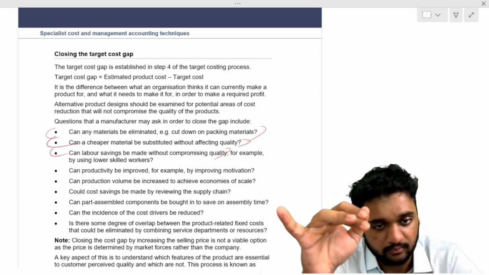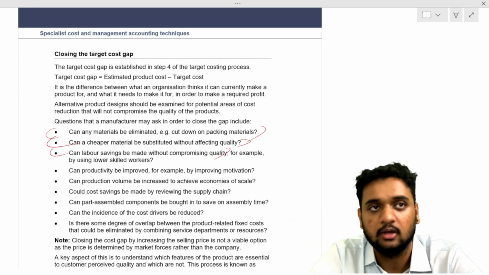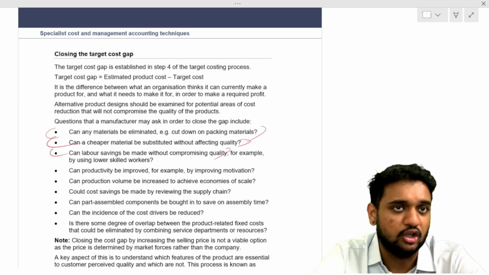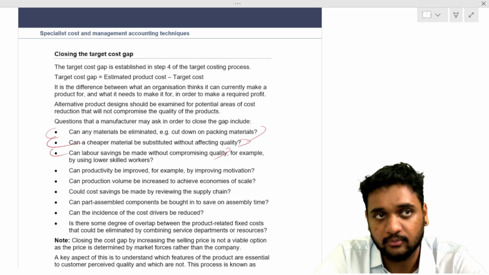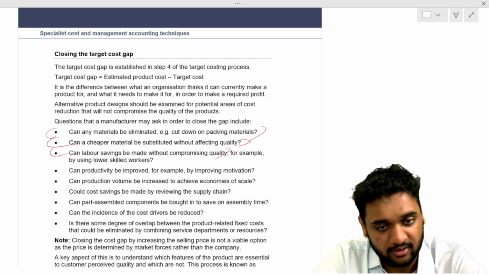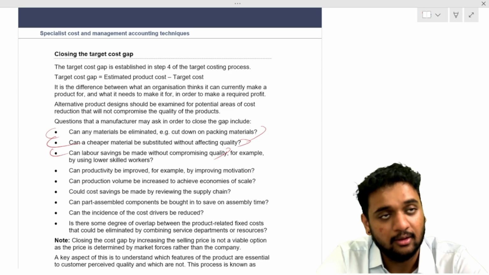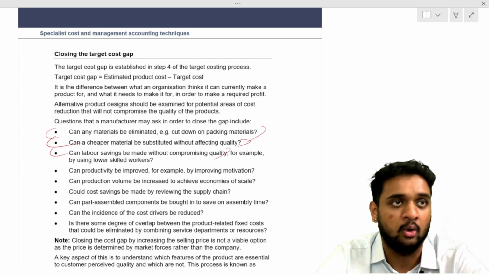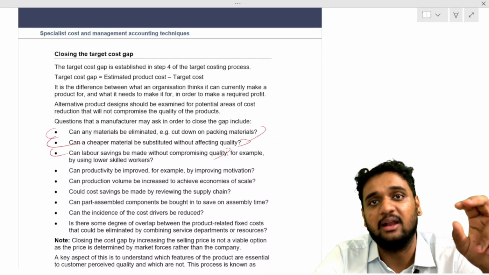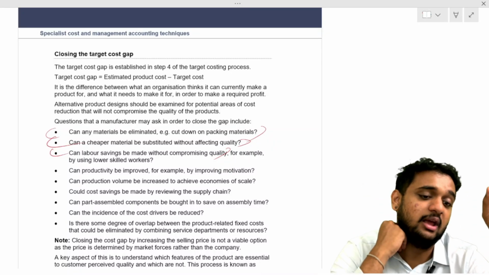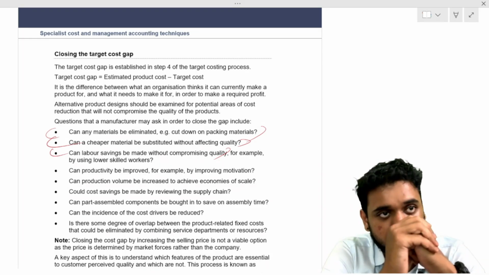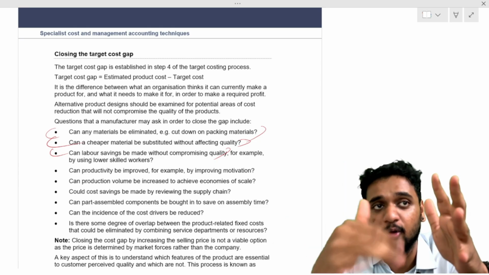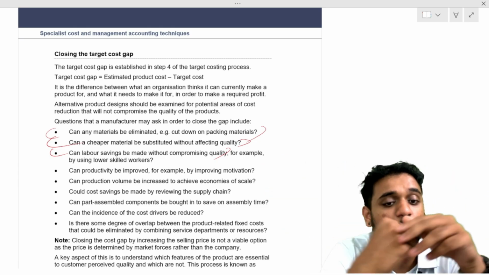So what is the first point? Any material can be eliminated in total. Second point, cheaper material can be used without compromise on quality. Third point, labor can be saved without compromise on quality. Fourth, can we improve our productivity? That is, we are able to produce 2 units now. Can we use the same labor to produce 3 units? With one labor, if you are able to produce 2 units, can we see if one labor can produce 3 units per hour? So productivity can be improved.